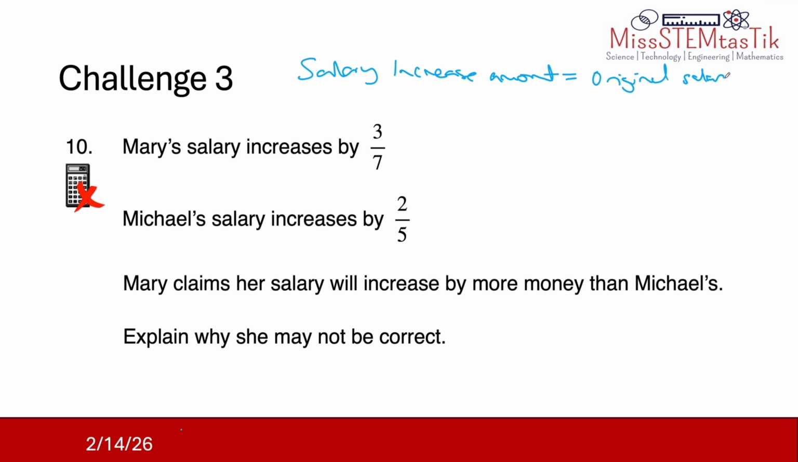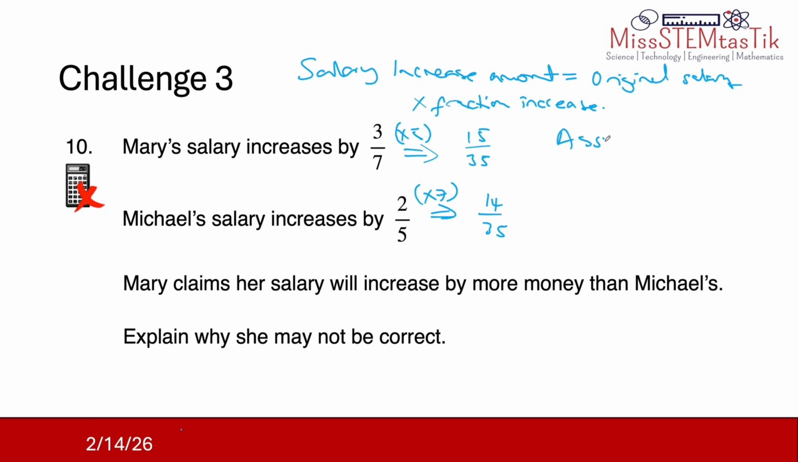Now we know that salary increase amounts to the original salary multiplied by the fraction increase. Let's find equivalent fractions so that these two fractions have the same denominators. So 7 and 5, the lowest common multiple would be 35. So 3/7 multiplied by 5 will give us 15/35. And 2/5 multiplied by 7 will give us 14/35.